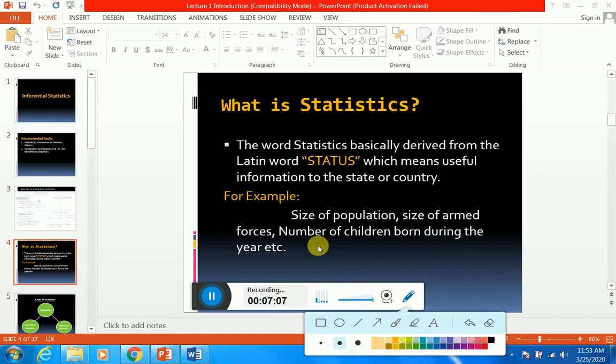According to this definition, there are so many definitions of statistics. The word statistics is basically derived from a Latin word status, which means useful information to the state or a country. For example, size of a population, size of armed forces, number of children born during the year, etc.